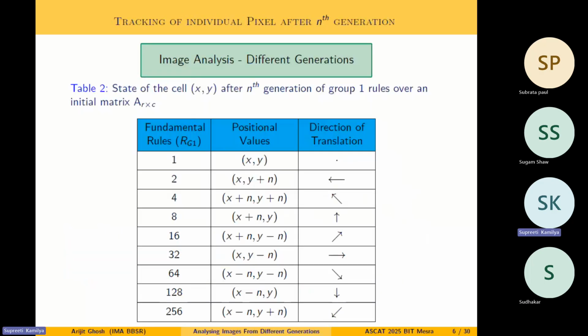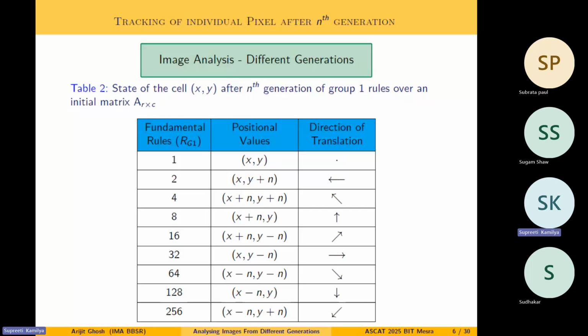The fundamental rules basically show the directional flow of the values of the pixels. This table shows the positional values on the application of a fundamental rule. Explaining this concept, suppose I am at a position x, y.